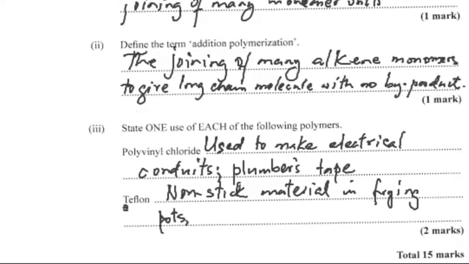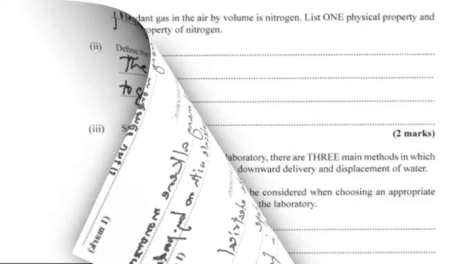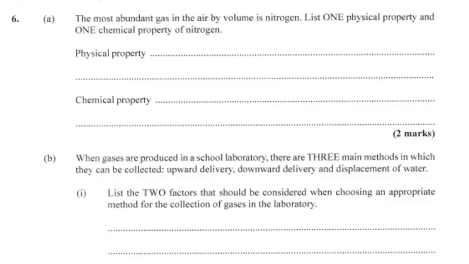Okay, so we have one more question to go. We're at number 6. The most abundant gas in the air by volume is nitrogen. What percentage of the air is nitrogen? I'm just asking that. Put it in the comments. Stay sharp. List one physical property and one chemical property of nitrogen. All right, one physical property, one chemical property.